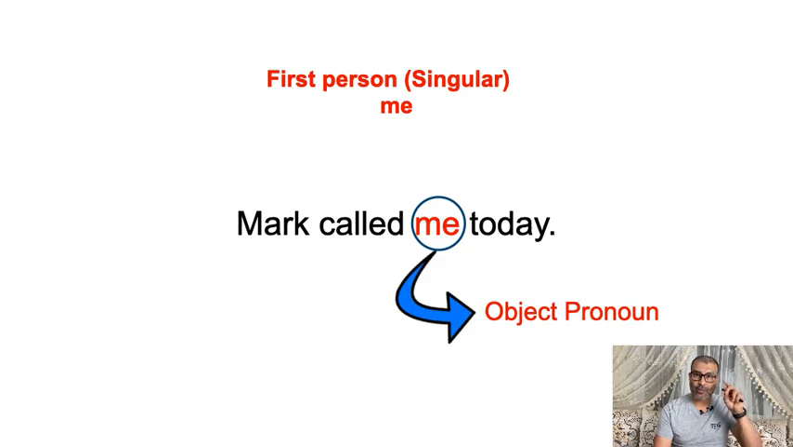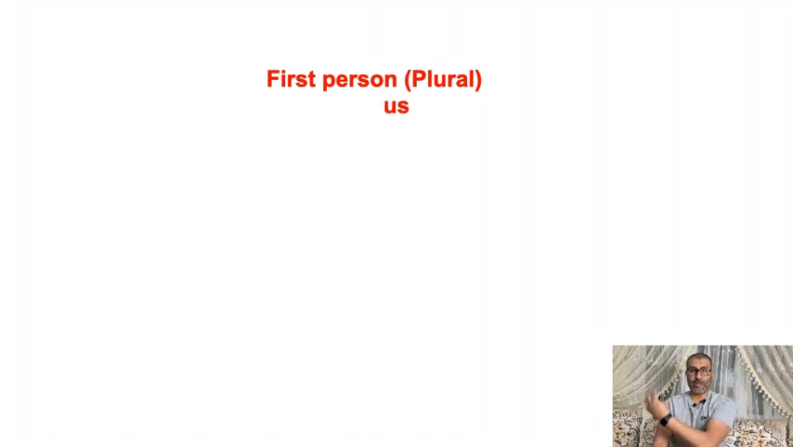Okay, I hope you understand what I'm trying to say. Somebody did the action on somebody. So the object pronoun is the receiver of the action. Okay, so another example, first person plural, which is two or more, is us. Us, me and my friend is us, or me and my friends is us.